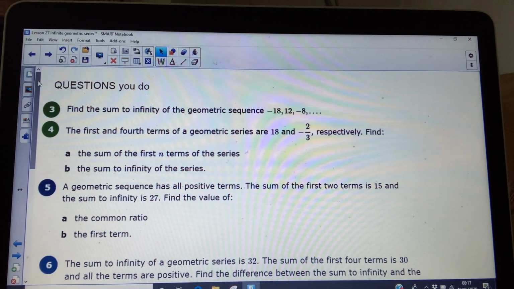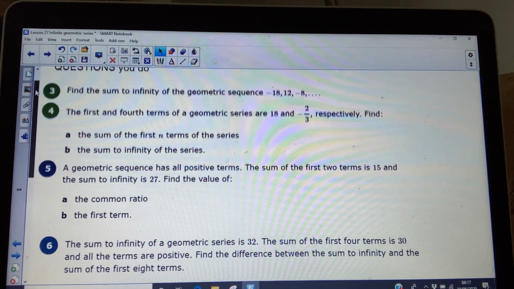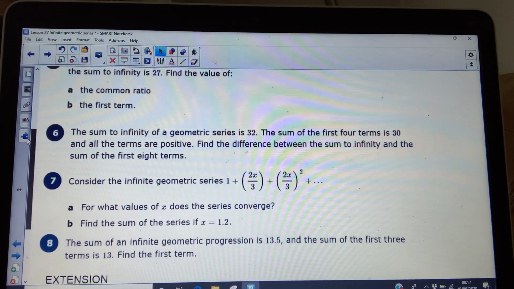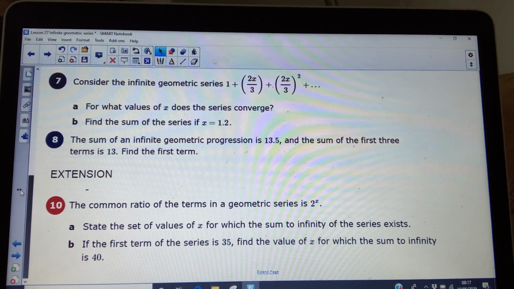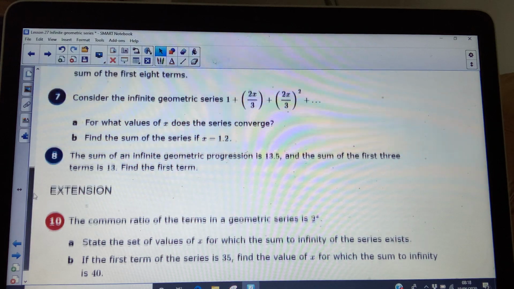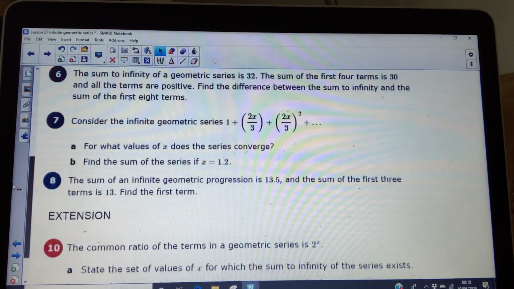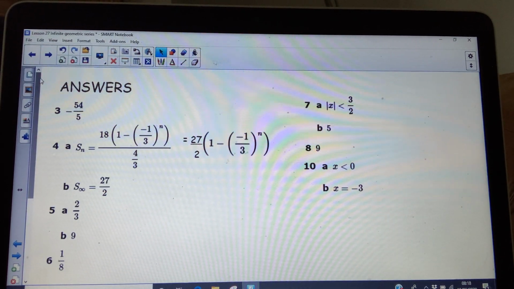Right, here are some questions to do. So if you pause the video, and then a little bit of a horrid question there, where you're going to probably have to use some sort of log idea. So there are your questions. Here are your answers, and I'll see you tomorrow.